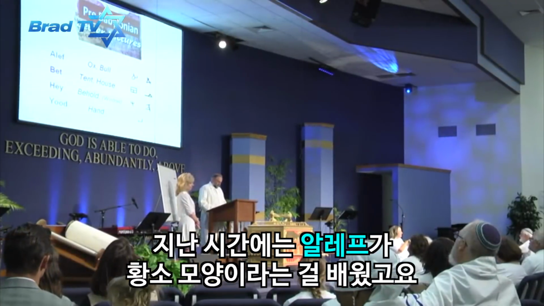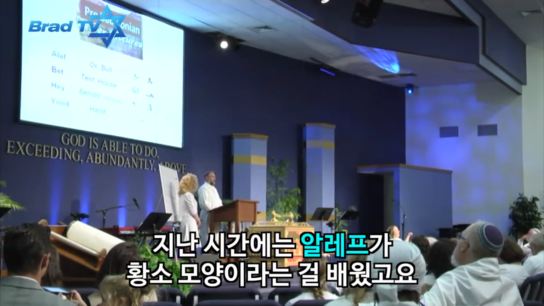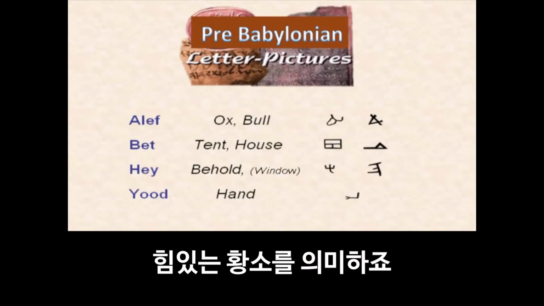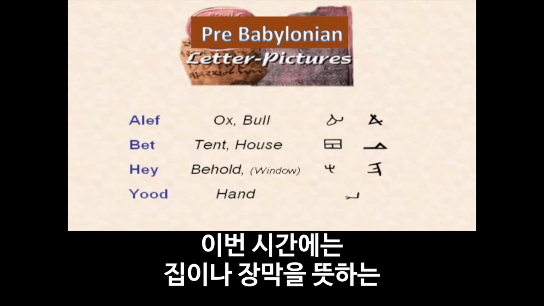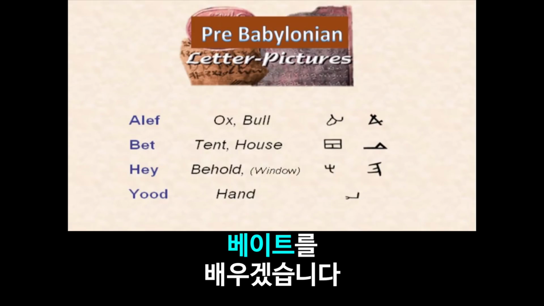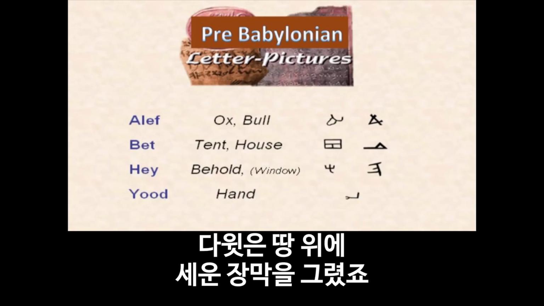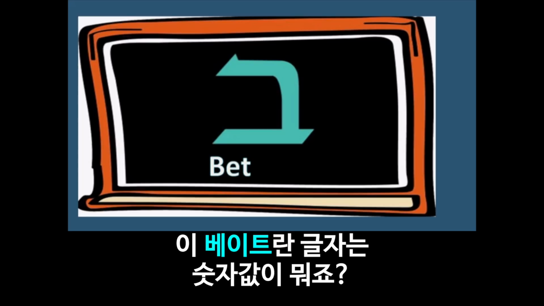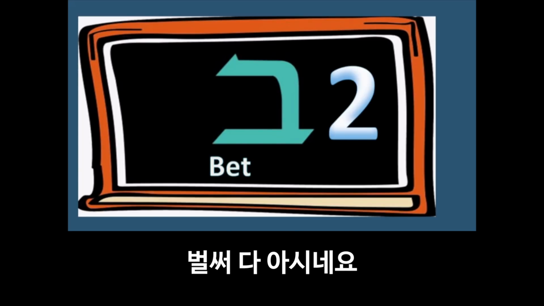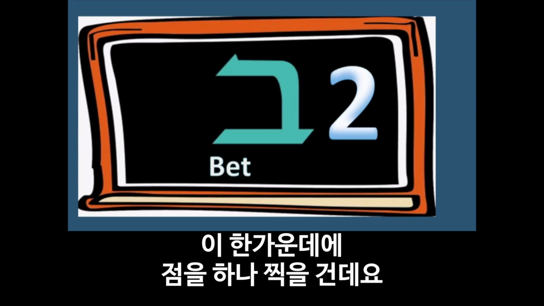Okay, so we saw last week how the aleph looked like an ox, and it means an ox or a bull, that which is strong. And now we're going to go to the letter bet, which means a house or a tent. You can see Moses drew a 3-room house. David drew a tent on a landscape. So here's the letter bet, and it is what number? See, you already know that. Now, I'm going to show you something. I'm going to put a little ball in the middle.